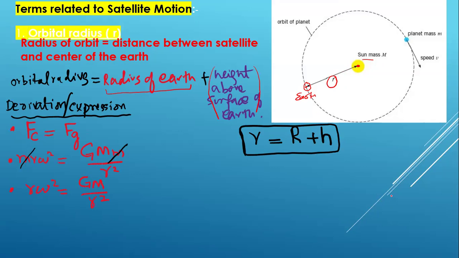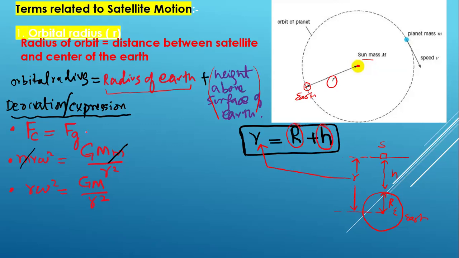At times, orbital radius means the radius of Earth plus the height above the surface of Earth. This can also happen. Let's imagine this is Earth and this is the radius of the Earth, and a satellite is over here, at an altitude of h above it. We know that the orbital radius is the distance from the center of Earth to that satellite. So that's why I have written that the orbital radius is equal to the radius of that planet plus the height of the satellite above the surface.